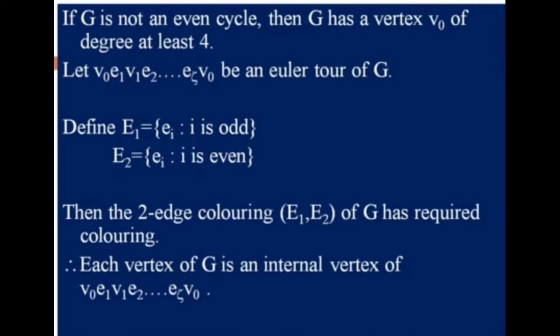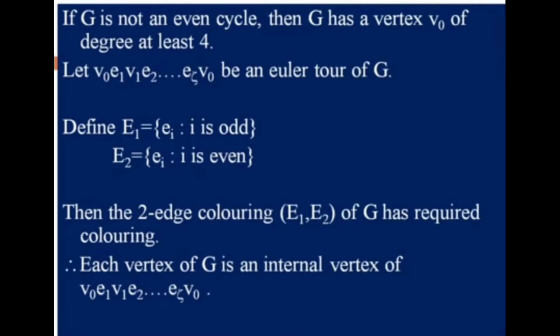If G is not an even cycle, then G has a vertex V0 of degree at least 4. Let V0, E1, V1, E2, and so on, up to V0, be an Euler tour of G. Here, G contains an Euler tour.